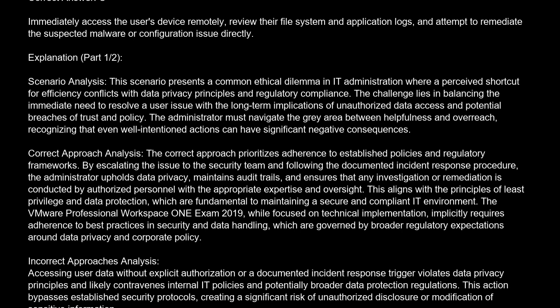This aligns with the principles of least privilege and data protection, which are fundamental to maintaining a secure and compliant IT environment. The VMware Professional Workspace ONE Exam 2019, while focused on technical implementation, implicitly requires adherence to best practices in security and data handling, which are governed by broader regulatory expectations around data privacy and corporate policy.